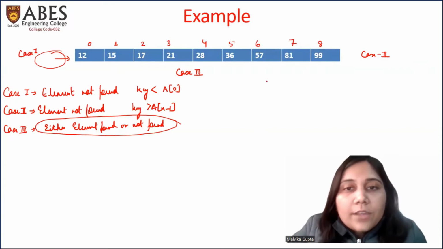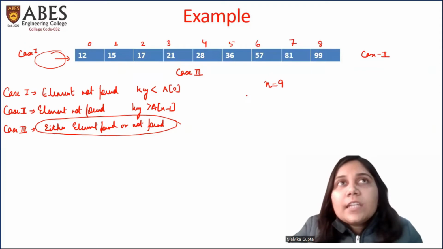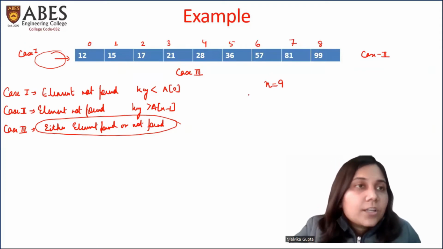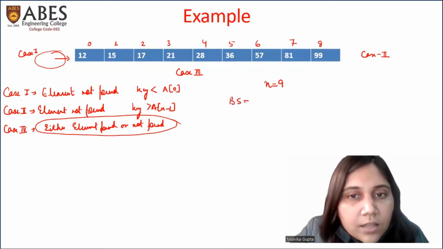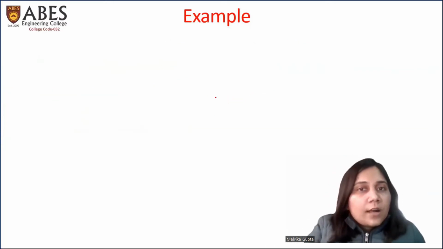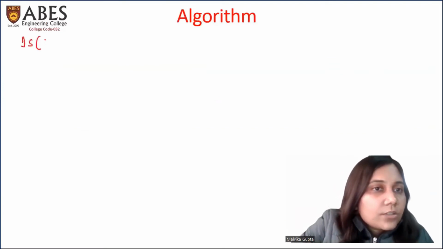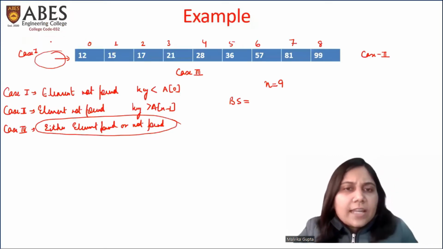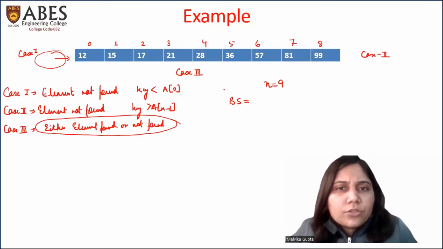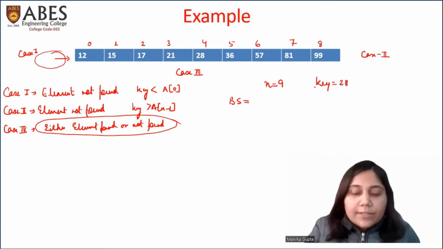Let's see. Now if you see, the total number of elements is 9. So first of all, we need to create an index array, right? Our first task is to create an index array, and for that index array, we need to decide what the block size is. So first of all, before moving ahead, let me write the algorithm also. So I am doing index sequential search where I am passing an array of n elements and the key value which we have to search. So let's decide which element we wanted to search. Suppose I wanted to search 28. My key is 28, right?